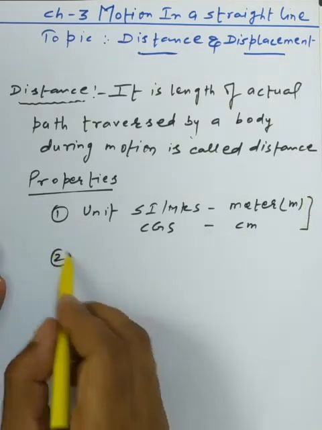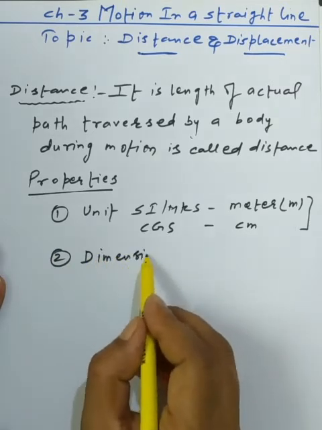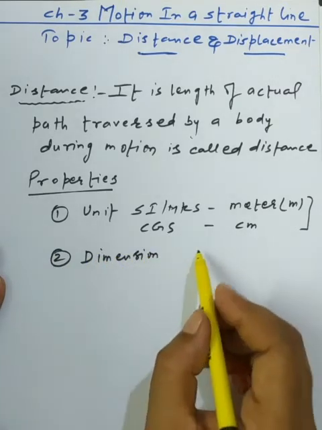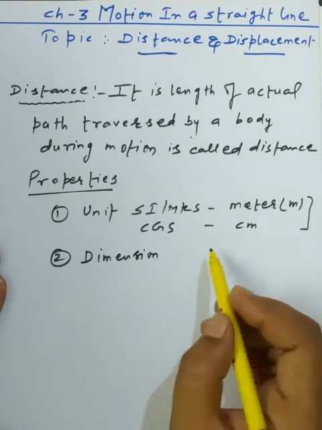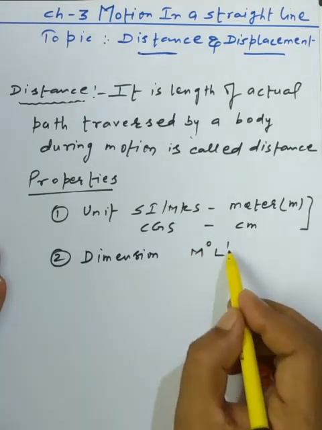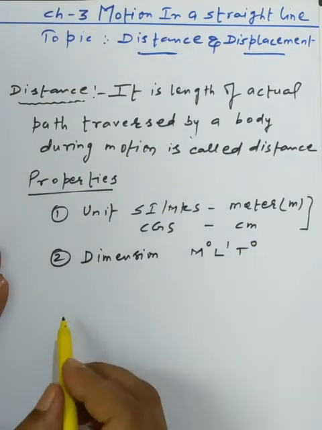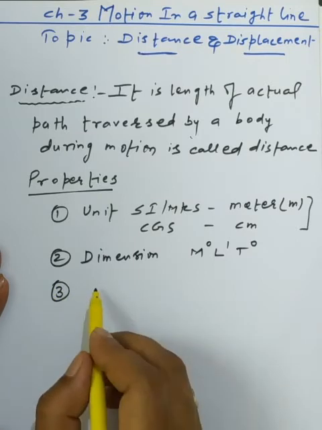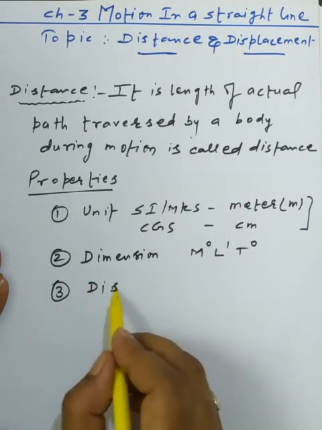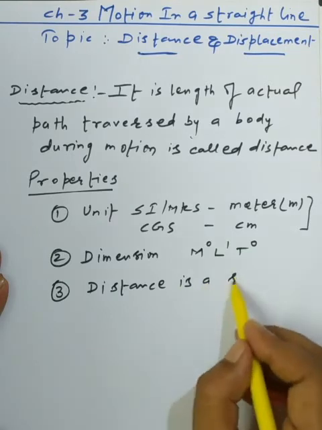And second, we have the dimension. Unit and dimension are the two basic things, and we will always give the unit and dimension of each and every quantity. So the dimension, if you are representing it, is M0 L1 T0. It's a basic dimension we have. Third point, distance is a scalar quantity.